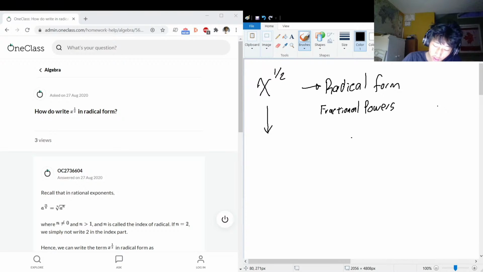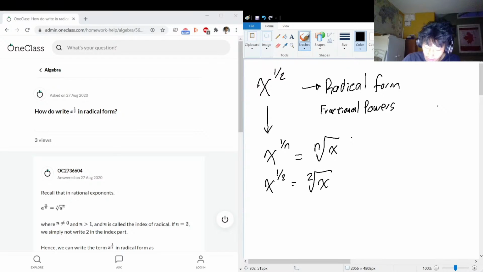So how you convert this to radical form is that suppose you have x to the 1 over n. That's equal to the nth root of x. In this case, n is equal to 2, so x to the power of 1/2 is equal to the second root of x. But since the square root, or second root, is so common, you actually don't need to write the 2, because we just assume that it's going to be the square root if we don't see anything there.